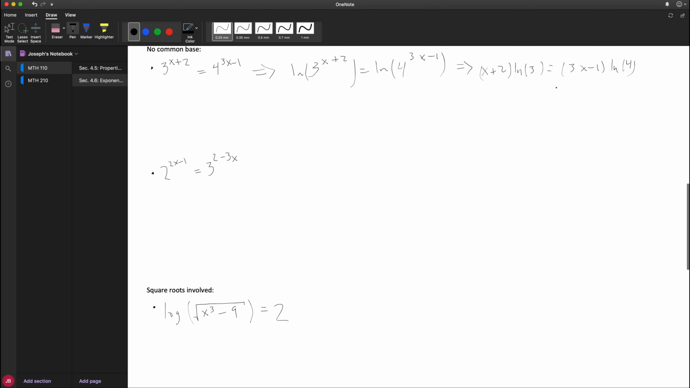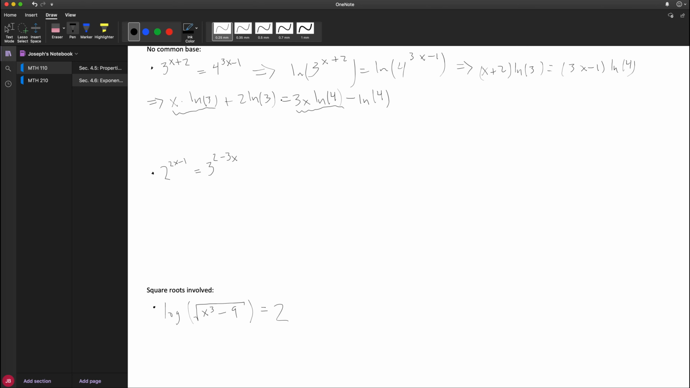And now what you do is you expand both sides. So let's make another arrow here. I get x times ln of 3 plus 2 ln of 3 equals 3x ln of 4 minus ln of 4. And now what I'm going to do, class, is I notice that here I have an x and here I have an expression with x. I'm going to get these two to the same side and everything else to the other side.